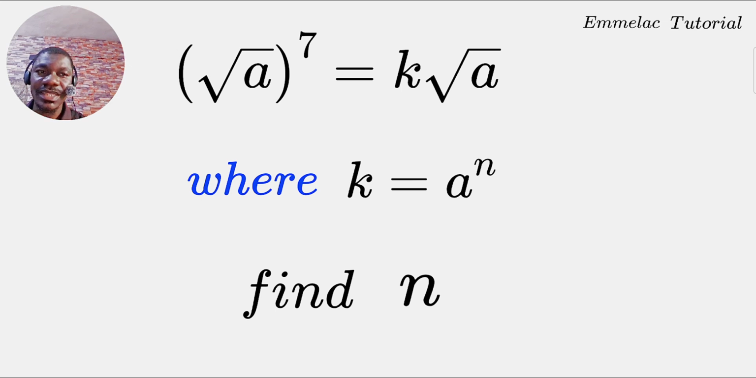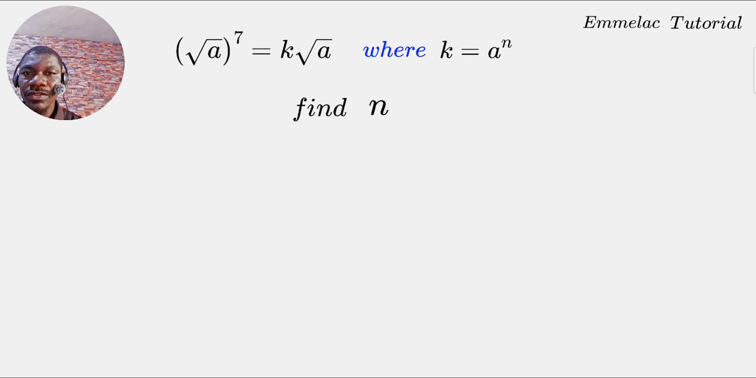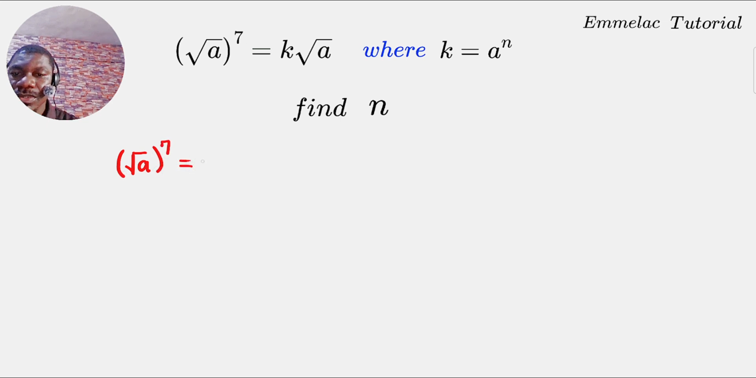So let's get started. The first thing we need to do here is to divide the equation by the square root of a. So the square root of a all raised to 7 equals k, the square root of a. And when we divide through by the square root of a, then we can clear this off.